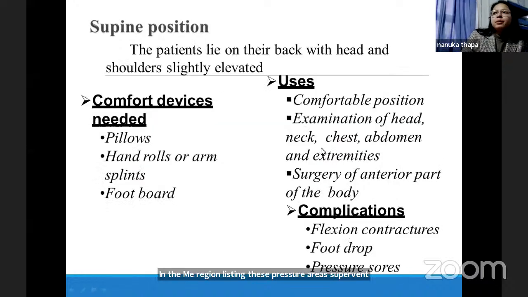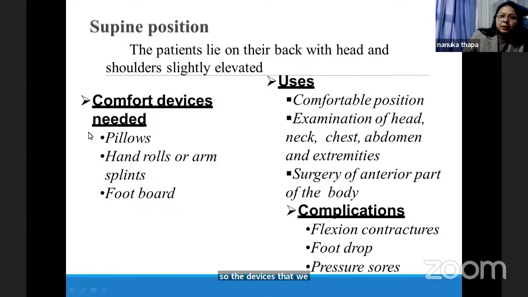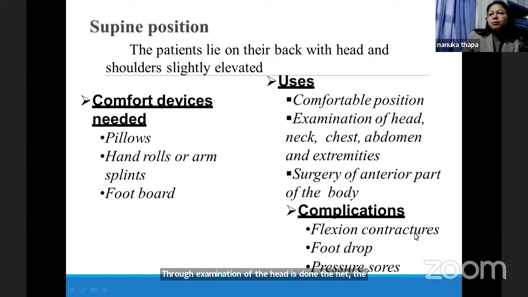So the patient lies on the back with the head and the shoulders slightly elevated. The devices that we need for the supine position are the pillows, the hand rolls as we have seen, or the armrest, and the footboard. So this brings about a comfortable position for the patient. Examination of the head is done, the neck, the chest, the abdomen, and the extremities as well. And most of the time, the surgeries of the anterior part of the body are done in this position.